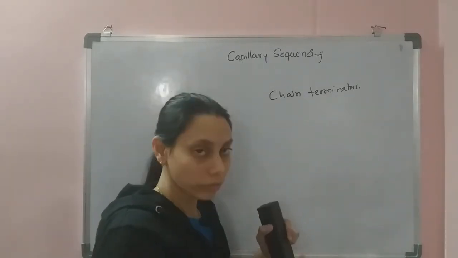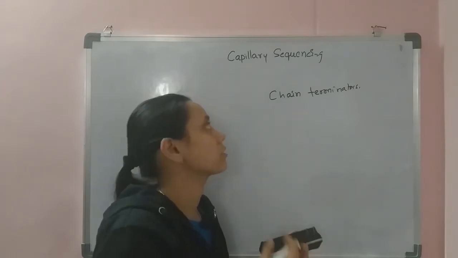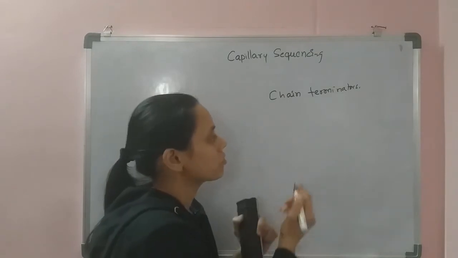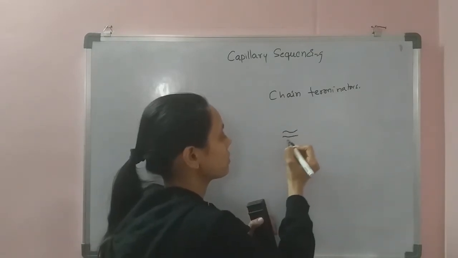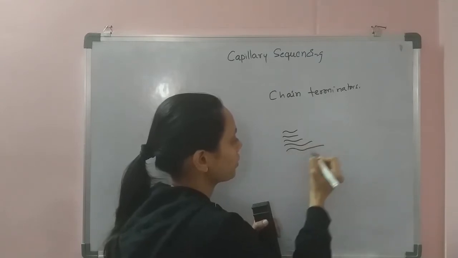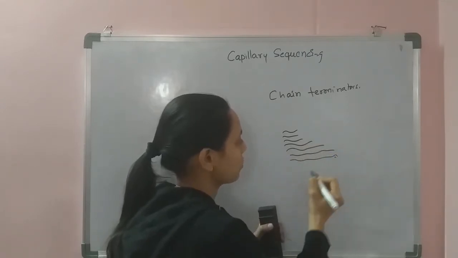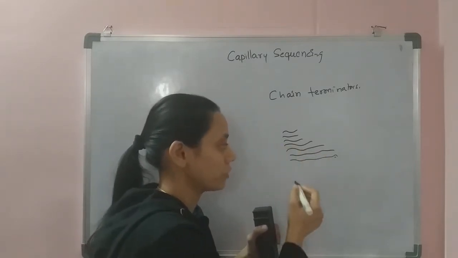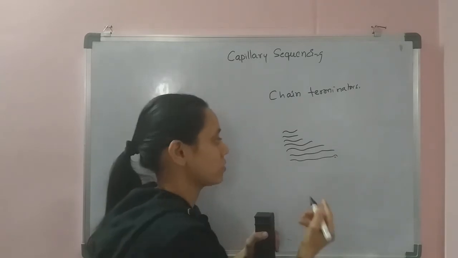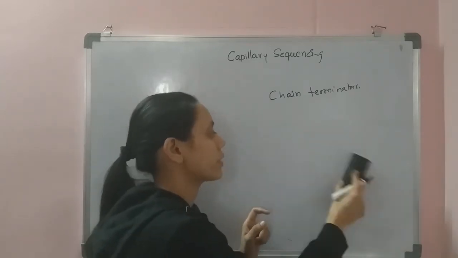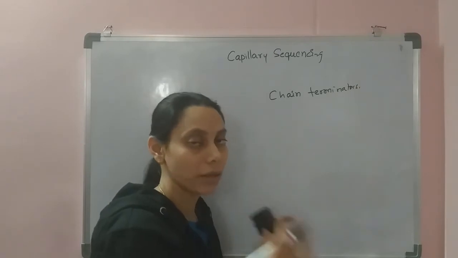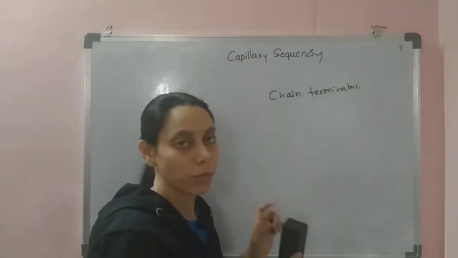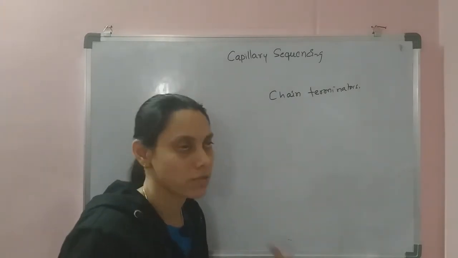Generally in Sanger's DNA sequencing, and also in capillary DNA sequencing, these chain terminators are used. So the DNA synthesis will stop at many regions, and all the fragments obtained from these chain terminator reactions are separated on the gel matrix, and the banding pattern will determine the sequence of the DNA. So that is the basic principle in capillary DNA sequencing as well.